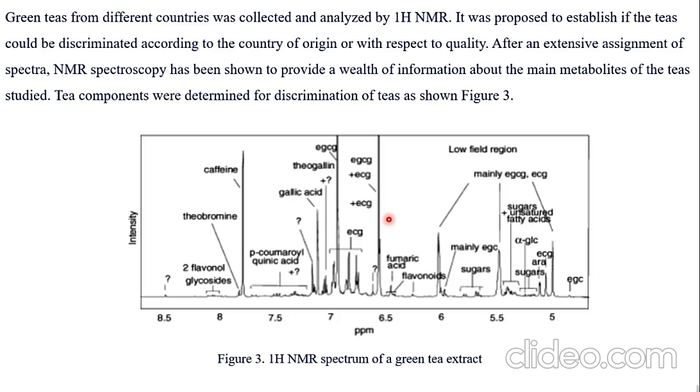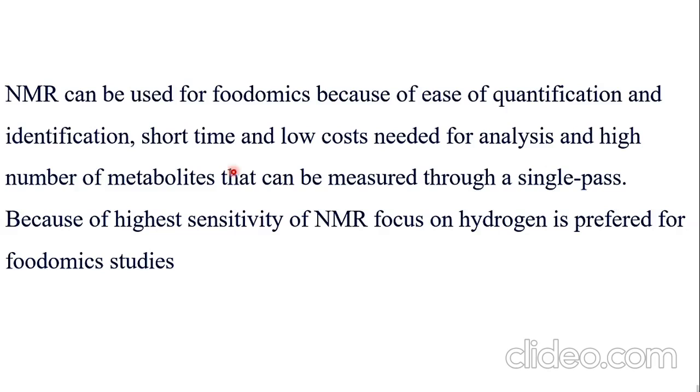Coming to the 1H NMR of green tea extract, here we can determine differently originated green teas, and we can determine the origin of the tea. We can also use NMR in foodomics.